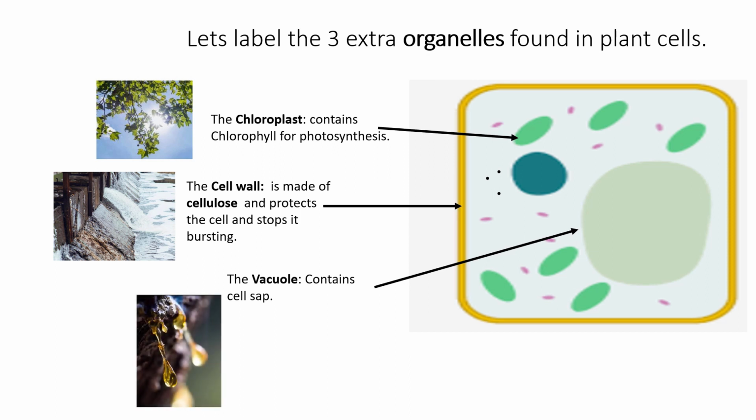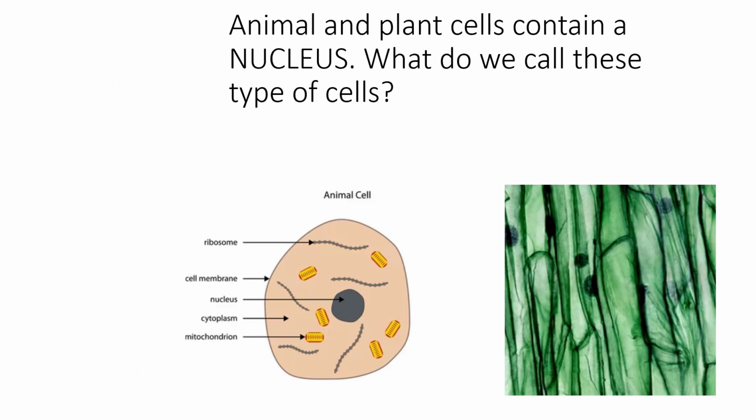Now, for your 13 plus exam, you will need to know how to describe the differences between plant and animal cells, so make sure you learn them. Animal and plant cells contain a nucleus, and we call these type of cells eukaryotic or eukaryotes.